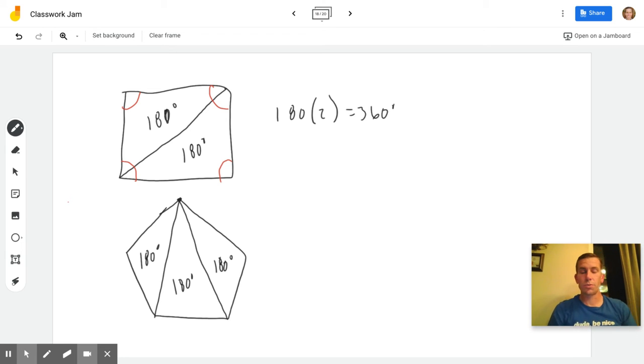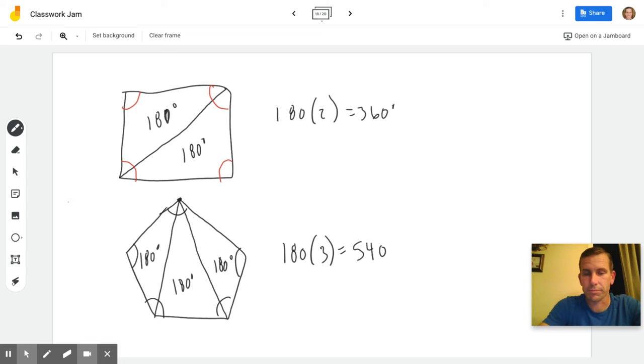So what's the sum total of the interior angles of a pentagon, do you think? Well, we have 3 triangles. All 3 corners of those triangles are at interior angles of this pentagon. So the total measure of the interior angles of this pentagon will be 180 times 3, which is 540, I think. Yeah, 540. Okay, so maybe we see a pattern here.